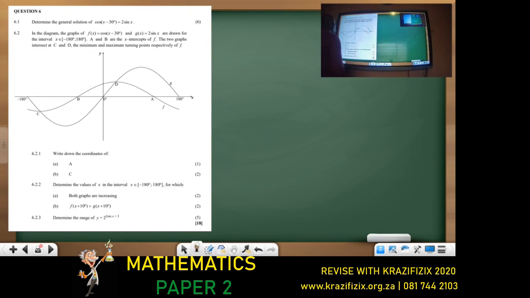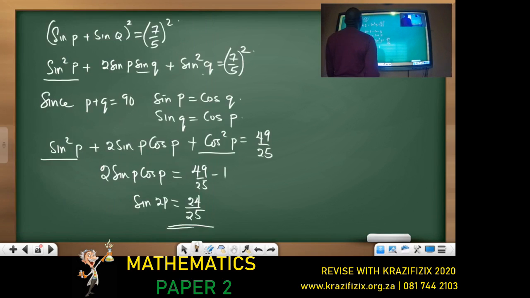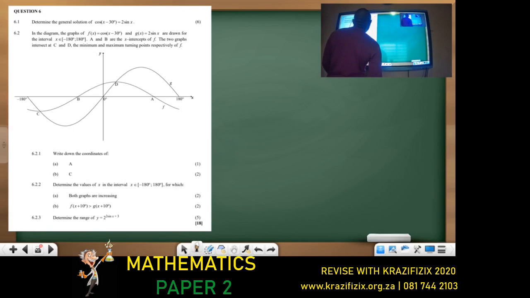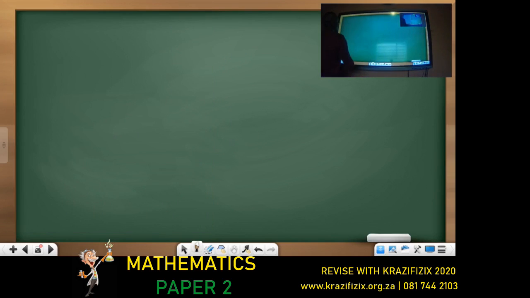Now we're going into the deep waters. Determine the general solution of cos x minus 30. Let's write it nicely. Cos x minus 30 equals 2 sine x. Let me just get a fresh page. Cos x minus 30 equals 2 sine x.